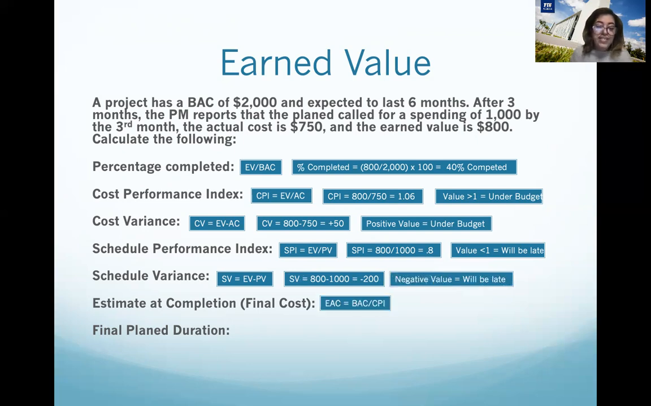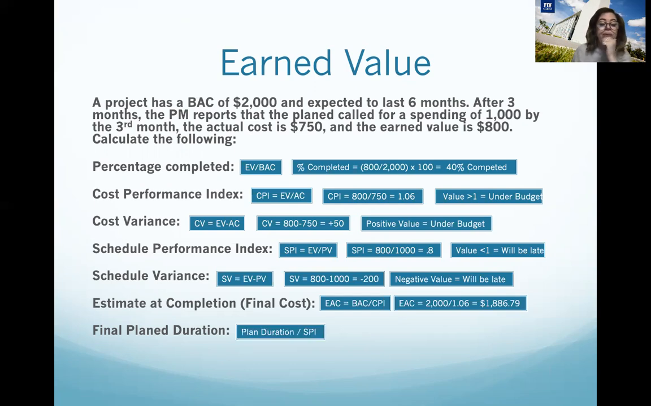Estimate at completion, which is the forecast, understanding the future performance, equals budget at completion divided by CPI. One more time, in terms of cost, we are doing good. Why? Because the budget at completion, in the original information given at the top of this exercise, is 2,000, but we are forecasting that in the future the final cost will be less than 2,000, which is really good news.